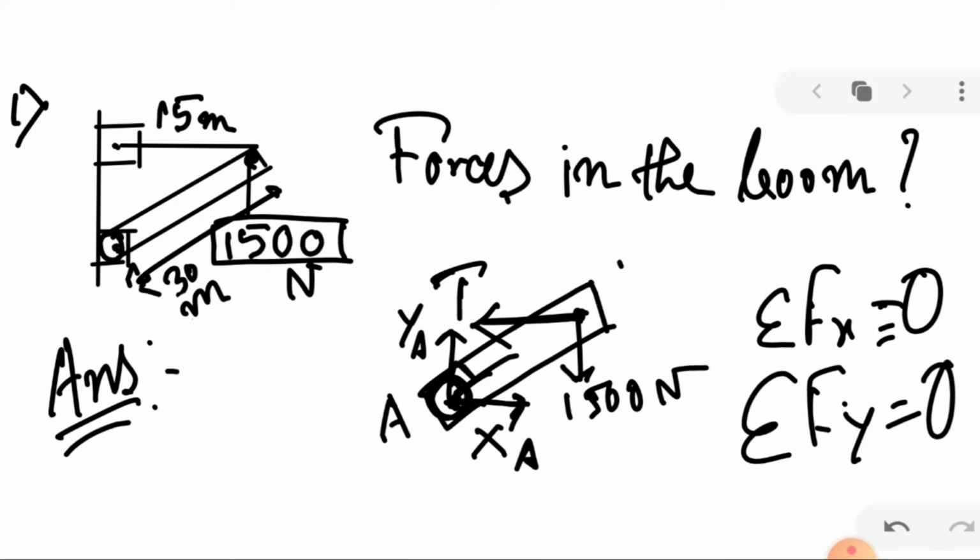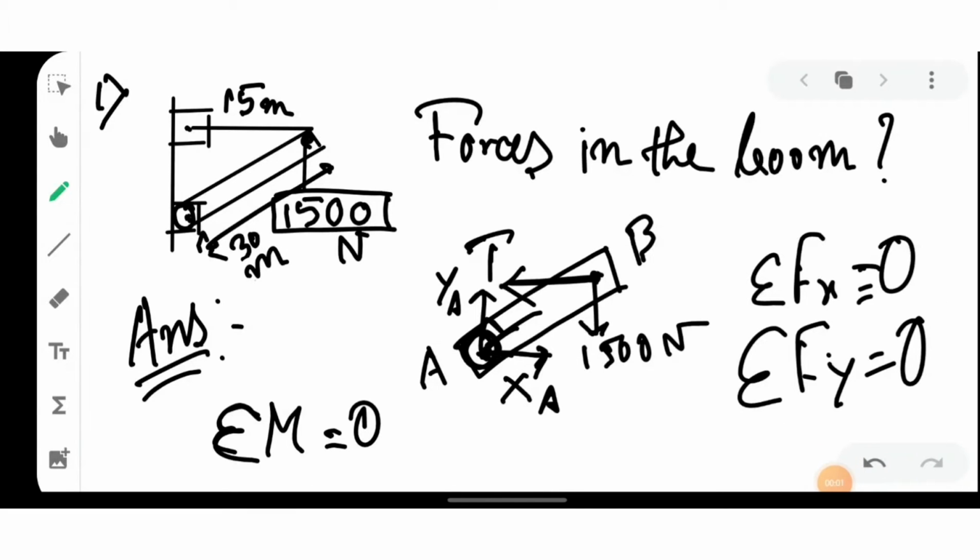So I point out these two points as A and B, and there is another condition of equilibrium, that is moment: summation of M is 0. Okay, so we need to also consider the moment formula in this question.